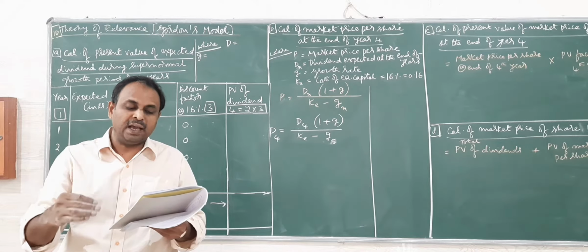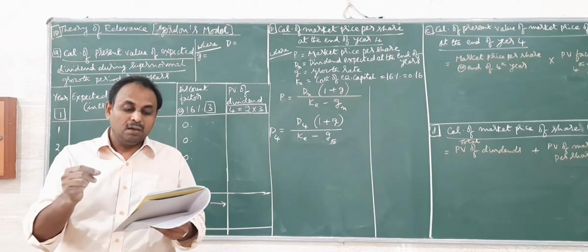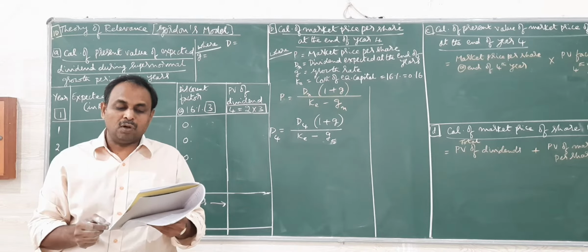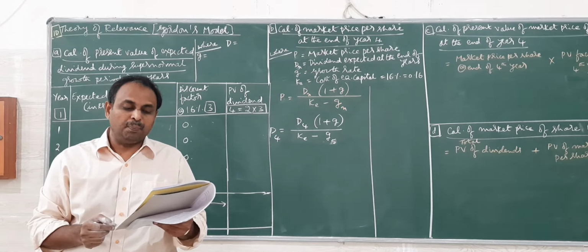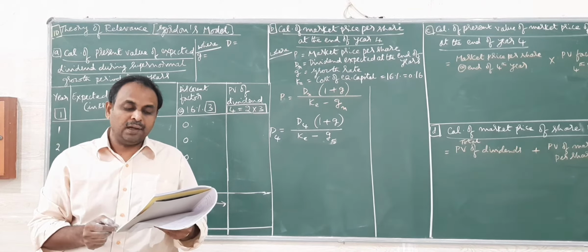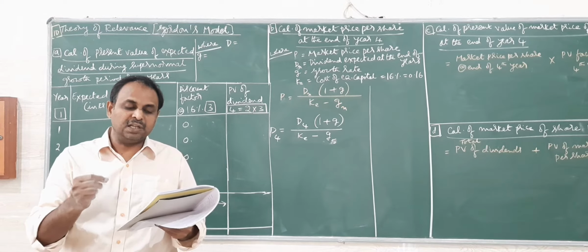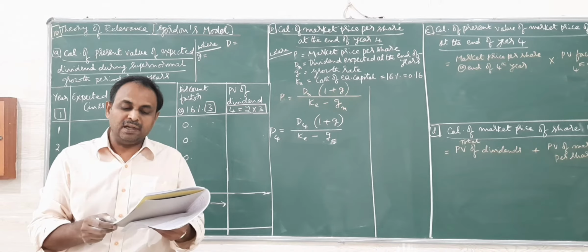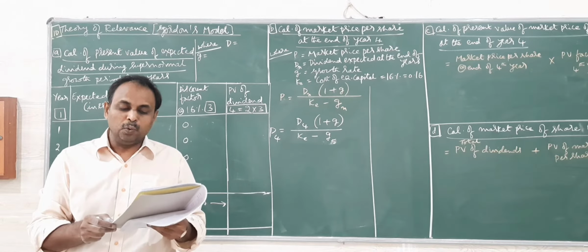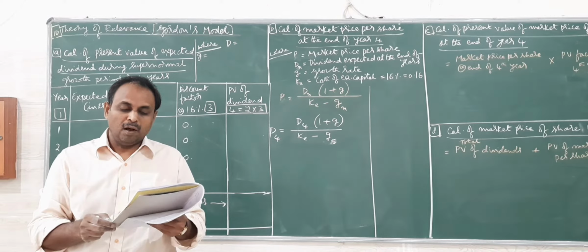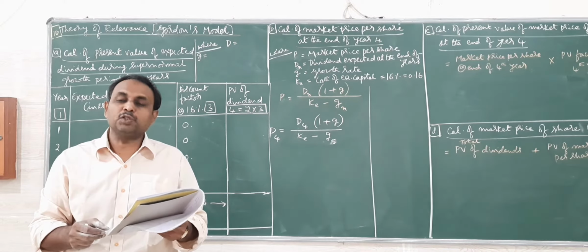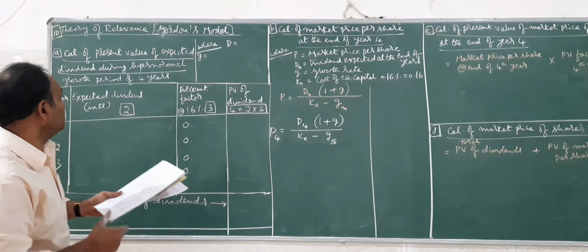The growth is declining. The dividend paid was 1 rupee 50 paisa per share, and the investor's required rate of return is 16%. Find out the intrinsic value per share of the company as on date. So let us work here.